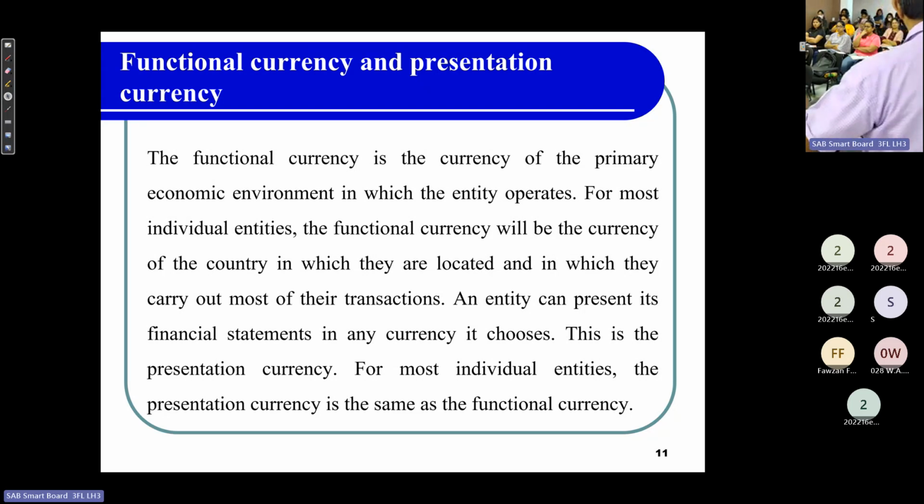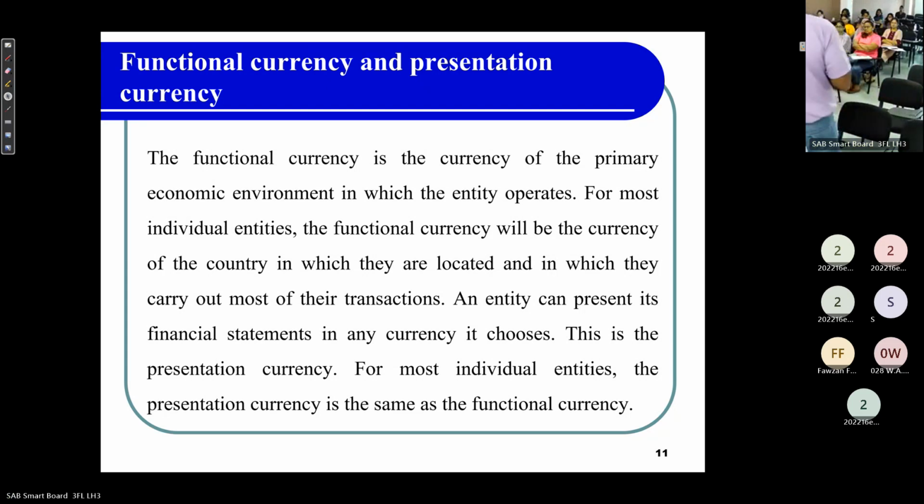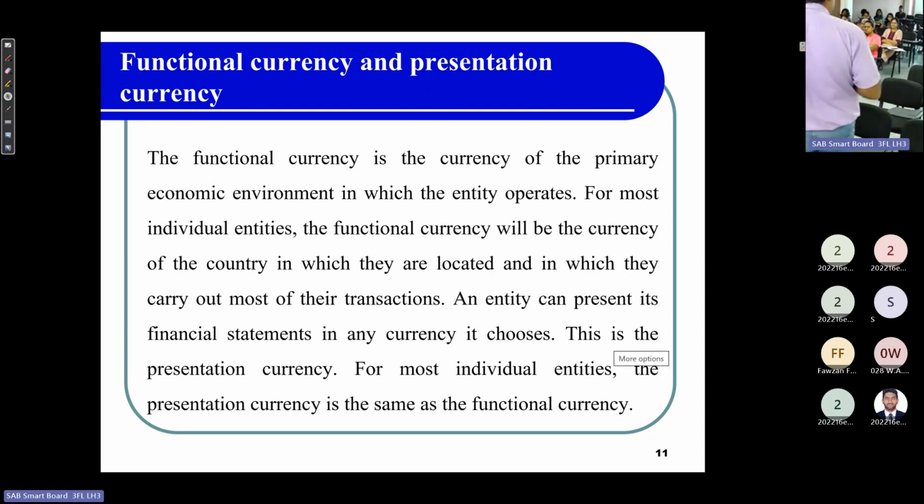In most cases, the functional currency would be the currency that the particular country uses, but that cannot be applied always. Most of the cases, yes, but there are some rare circumstances where the functional currency would be different from the local currency. Local currency, functional currency, presentation currency. Right? Local, functional, presentation. Correct?